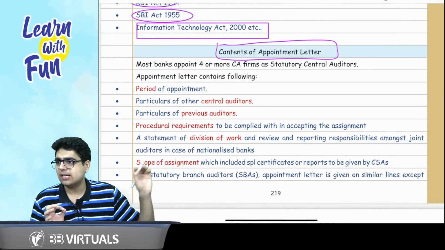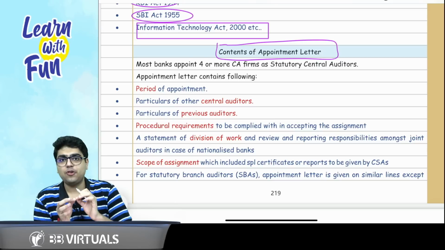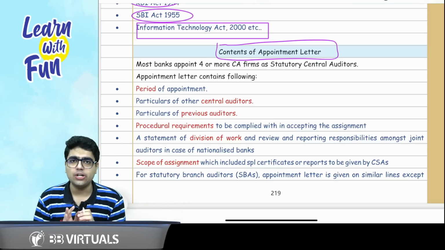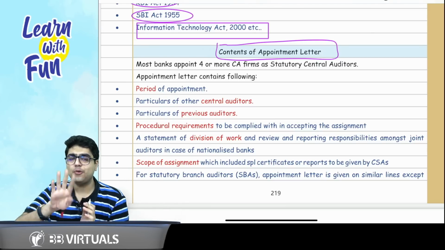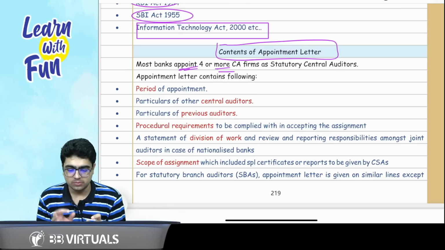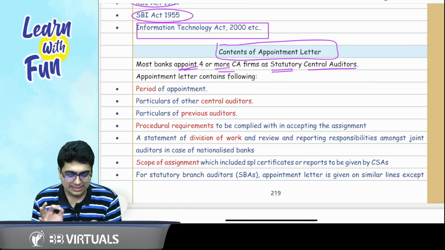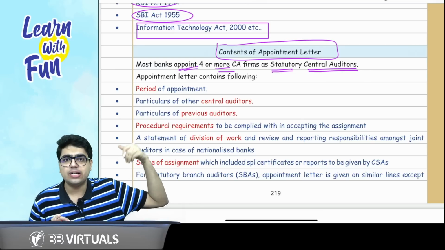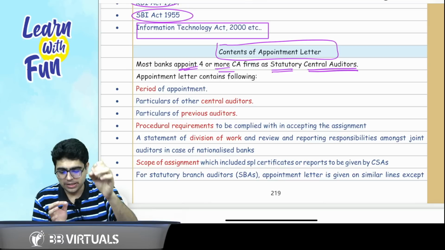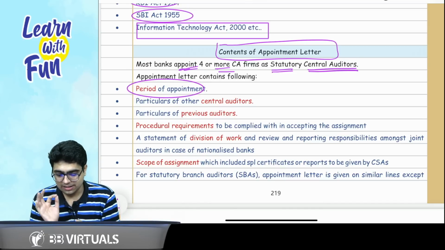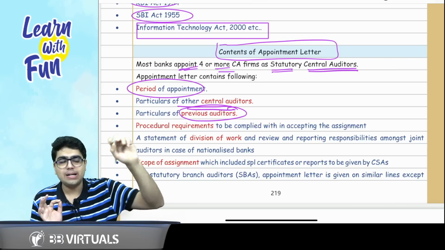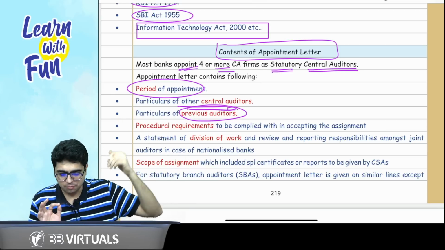Now, sir, when an auditor gets appointed, what are the contents of the appointment letter? First of all, there is mostly a joint audit in banks. That is, the banks are audited by four or more joint auditors. So four or more CA firms will act as statutory central auditors. That means branch auditors will be different, central auditors will be different. First of all, they will be told the period of appointment, and then they will be given the details of other auditors and the previous auditor.